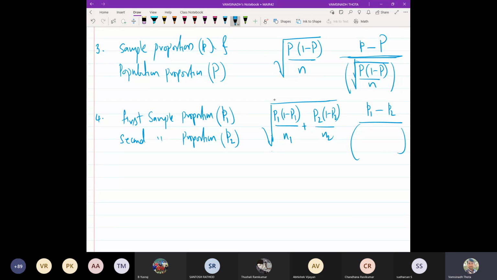N1 is the size of the first sample and N2 is the size of the second sample. Okay. Here P1 means the proportion of success. It generally relates to the Bernoulli trials. I will explain. Okay. Now the fifth one: to find the significant difference between the sample standard deviation and population standard deviation.